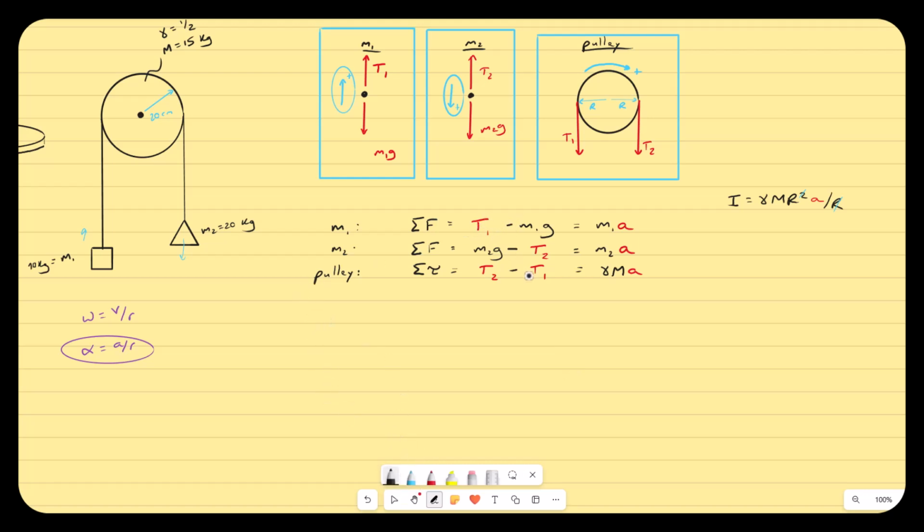I see a positive T1, a negative T1, a positive T2, a negative T2. I would like to take these equations and add them. When I do, the left side becomes T1 minus M1G plus M2G minus T2 plus T2 minus T1. And the right side becomes M1A plus M2A plus gamma ma.